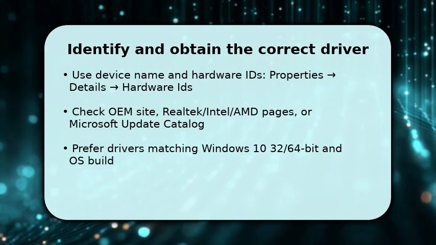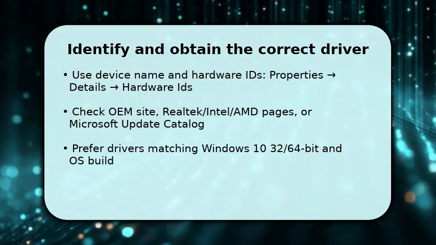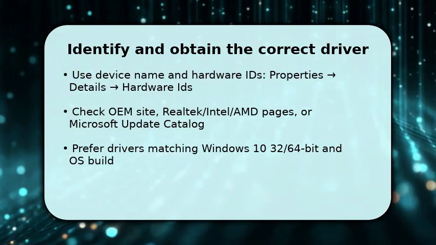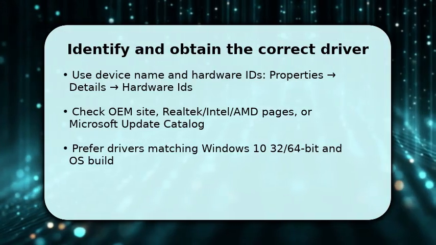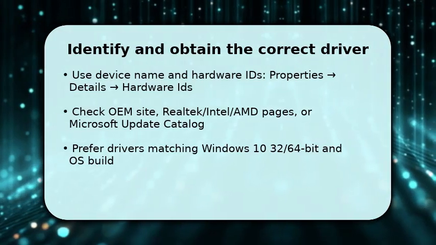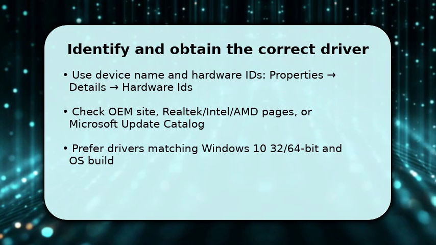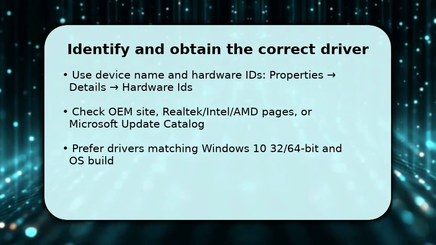Make sure you pick the package for Windows 10 and the correct architecture, 32 versus 64-bit. Once you download, verify the digital signature and version number. That prevents incompatible installers that can cause audio failures or device conflicts.